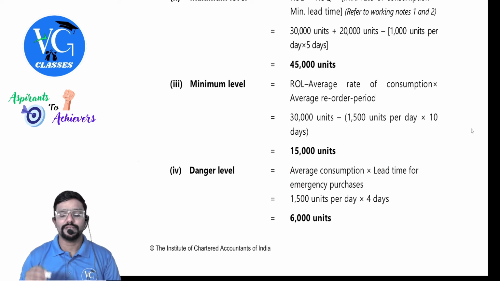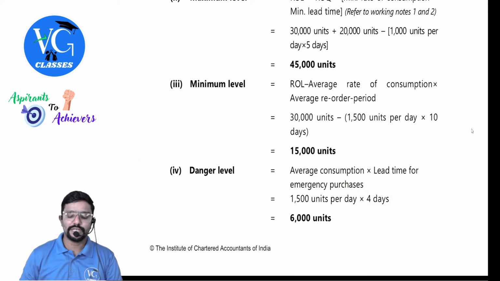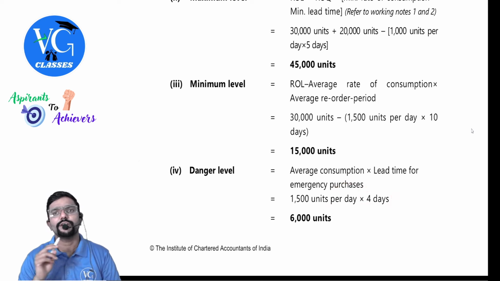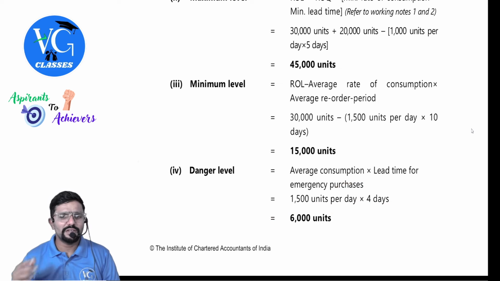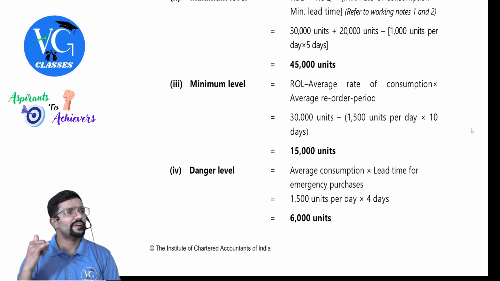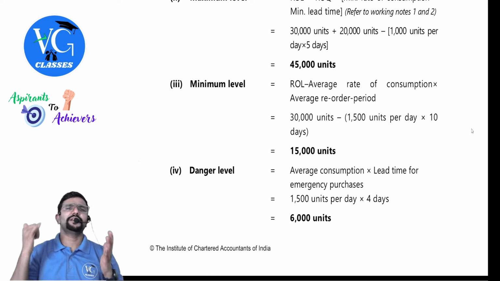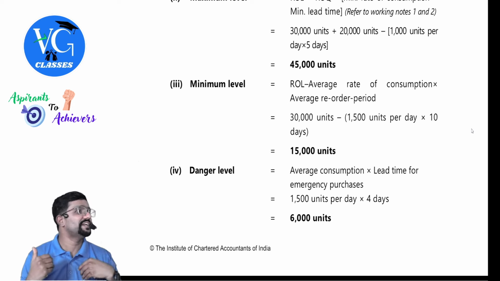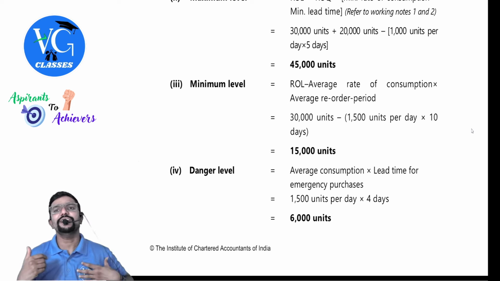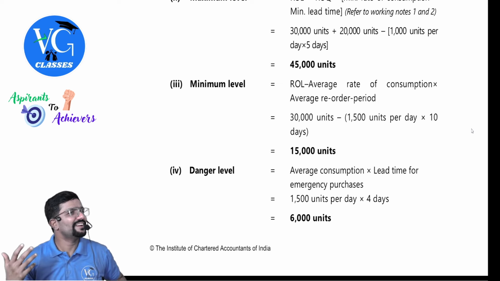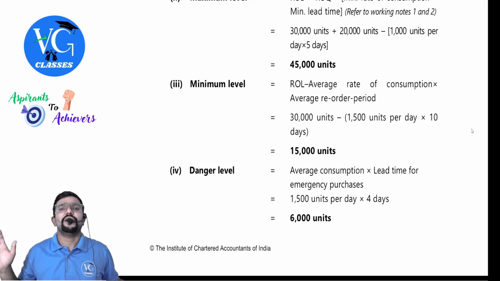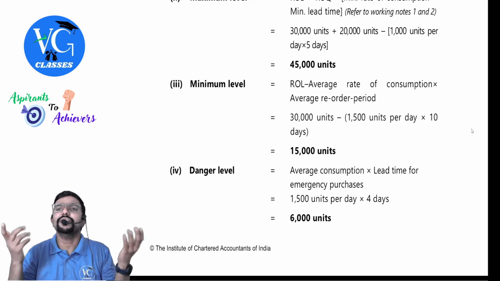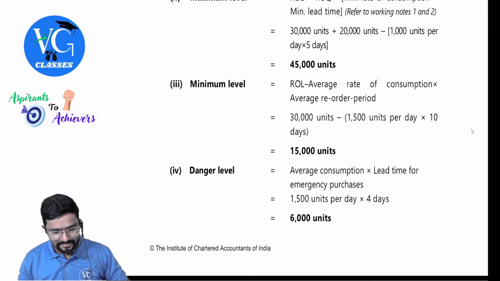1,500 is the average consumption into lead time for emergency purchases, how much? 4 days. So danger level is 6,000 units. Sir, what is that lead time for emergency purchase? Sir, now if I call and tell the supplier, I am in trouble, please supply as early as possible, emergency, how fast can he deliver? That will happen, right? Clear. So if it is an emergency order, how fast can the supplier deliver it? Yes, sir.